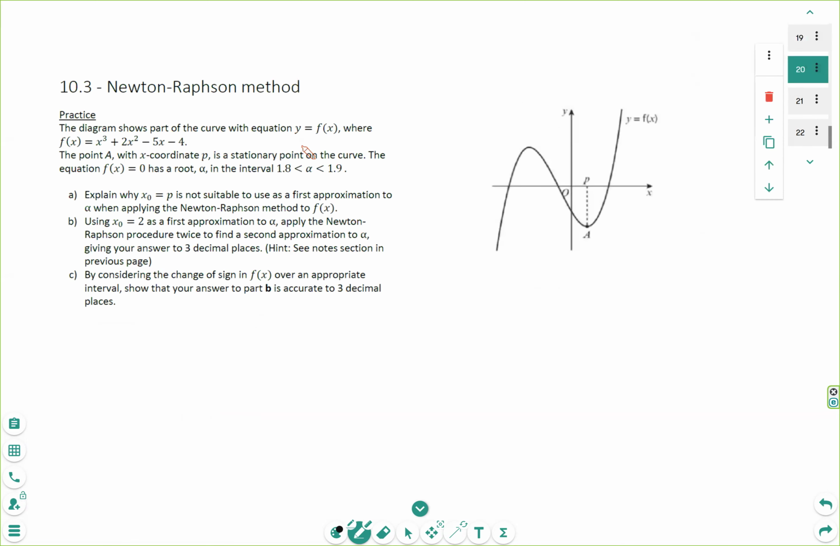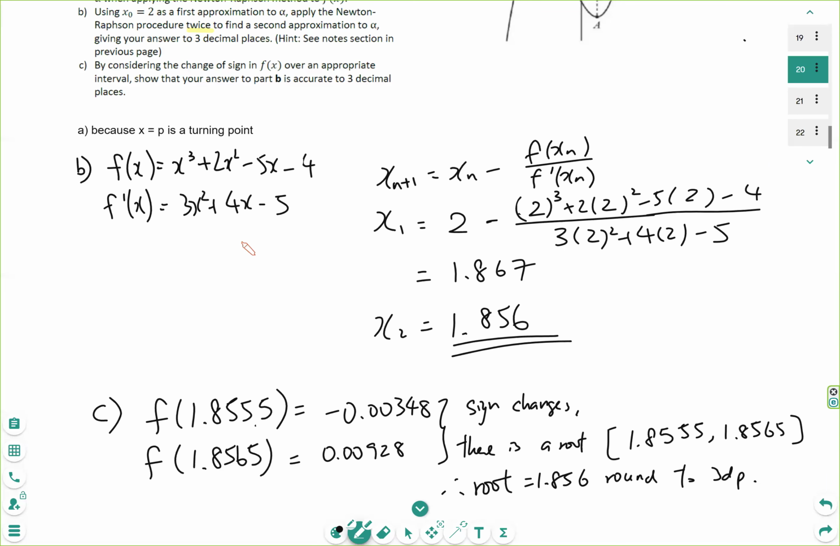Okay, next practice. Again, pause the video, have a go at the question. When you're ready for the answer, you can press play. Here's the answer. Part A, because x equals p is a turning point. We mentioned that in the notes. Part B, you differentiate once, substitute in the calculator. They want you to do it twice, so make sure you put it in the calculator carefully.